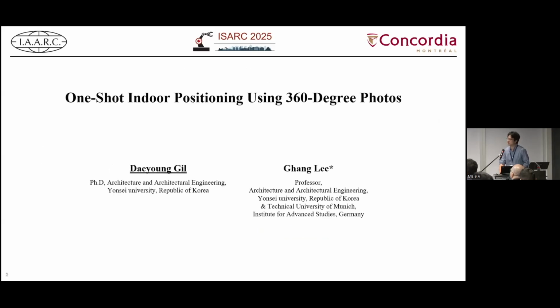Today, what I'm going to talk about is one-shot indoor localization using 360-degree photos.